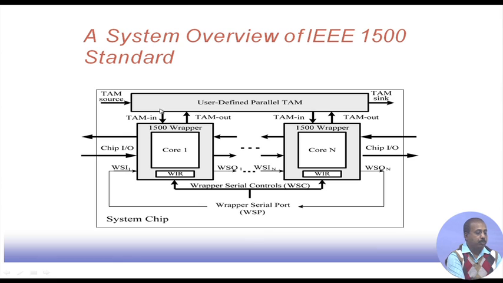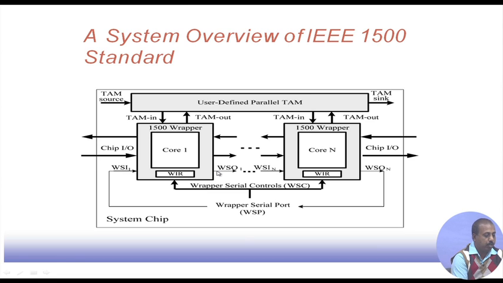From this parallel test access mechanism, the TAM in lines can come to this 1500 wrapper. Similarly, TAM out lines may be feeding the TAM. If the user has sent the test patterns into the TAM line, then through this TAM in, it can reach this 1500 wrapper and be applied to the core. Or it may be possible that the wrapper has serial inputs, the WSIs. The WSI serial input may be given from the wrapper serial port, and that way the test pattern may be fed serially into the boundary scan cells, and from the boundary scan cells it can be applied to the cores.